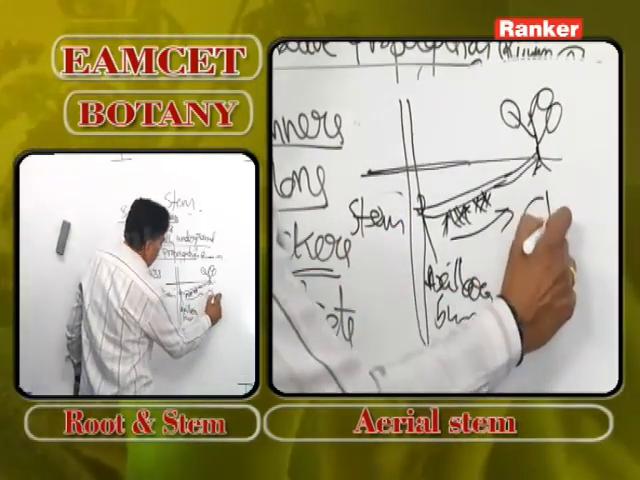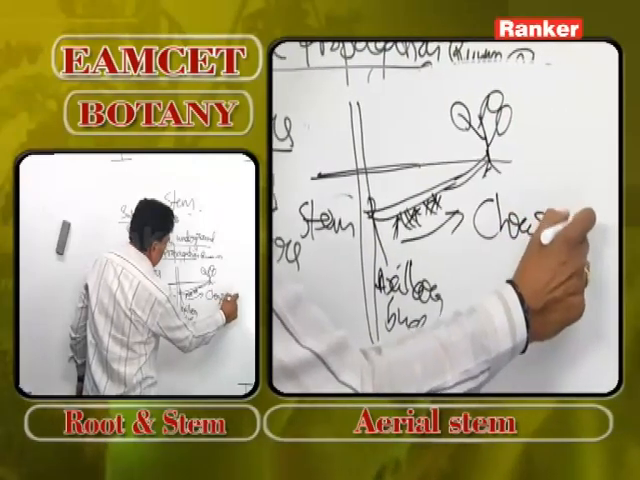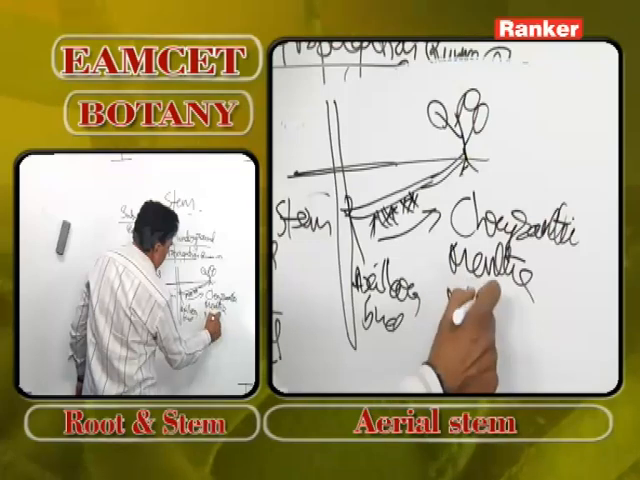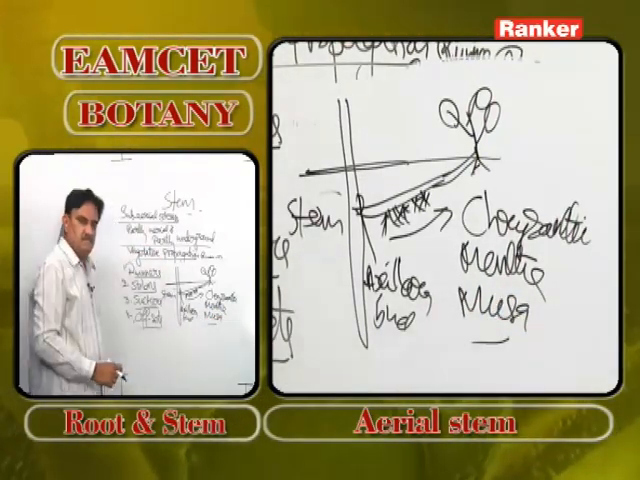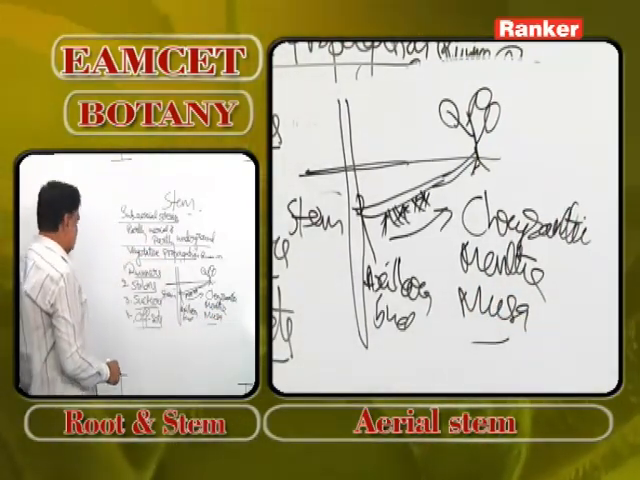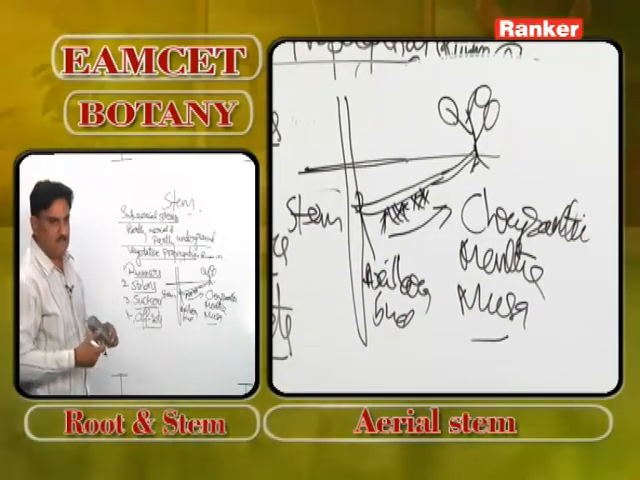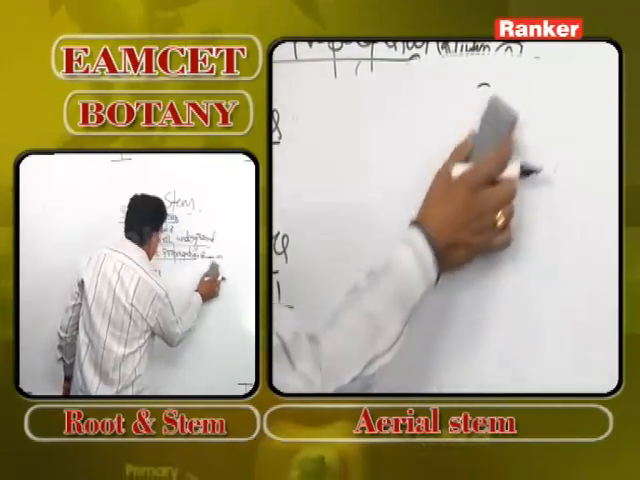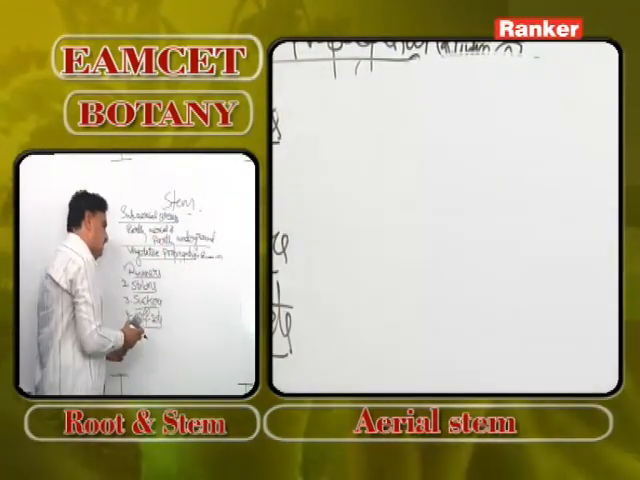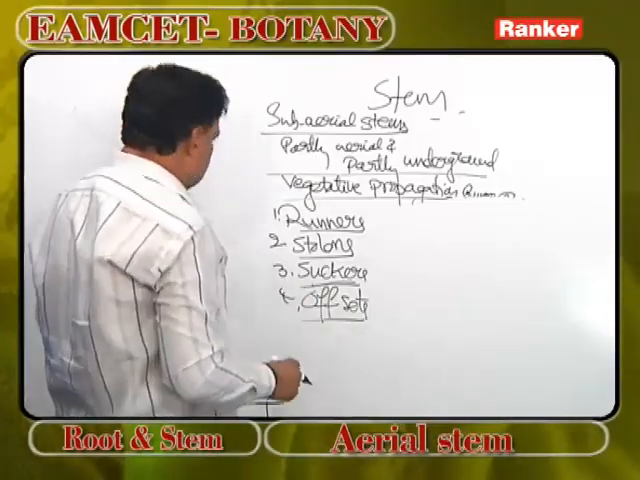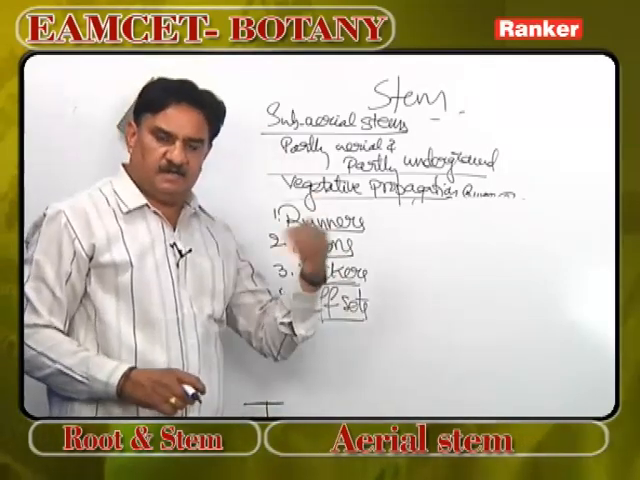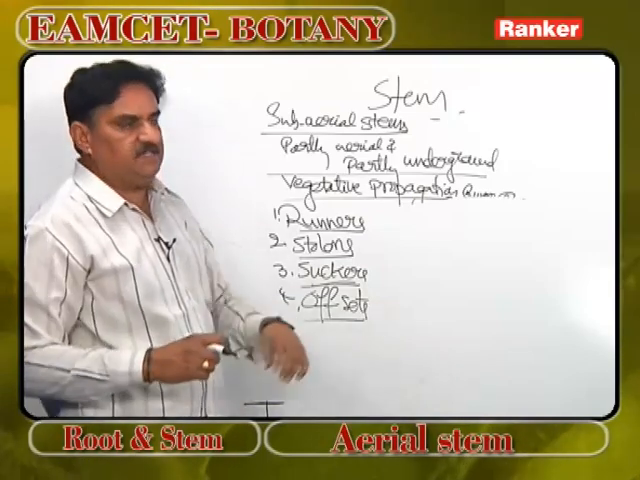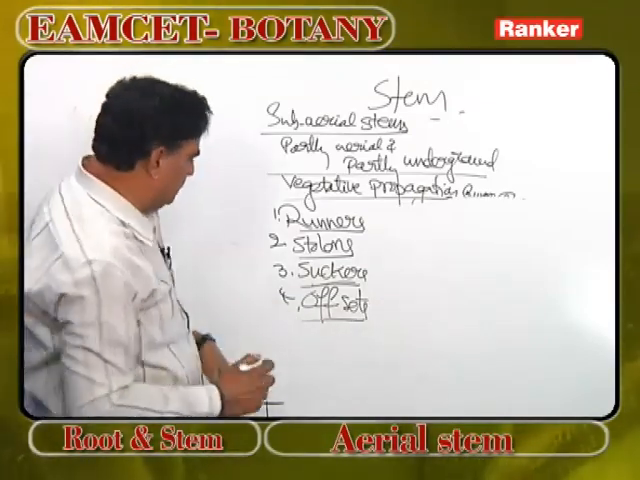Suckers are found in chrysanthemum, mentha and musa. So, what is the difference between stolon and sucker? Stolon grows obliquely upwards above the soil level, helping in vegetative propagation. Sucker grows obliquely under the soil level, producing adventitious roots here and there and helping in vegetative propagation.